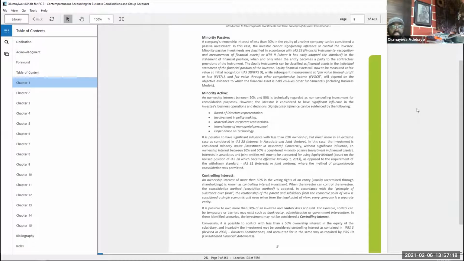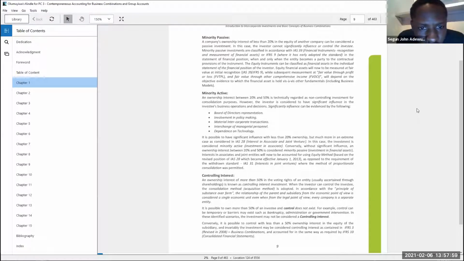Okay, minority passive. A company's ownership interest of less than 20% in the equity of another company can be considered a passive investment. In this case, the investor cannot significantly influence or control the investee. Minority passive investments are classified in accordance with IAS 39, Financial Instruments: Recognition and Measurement of Financial Assets, or IFRS 9 where it has early adopted the standard.